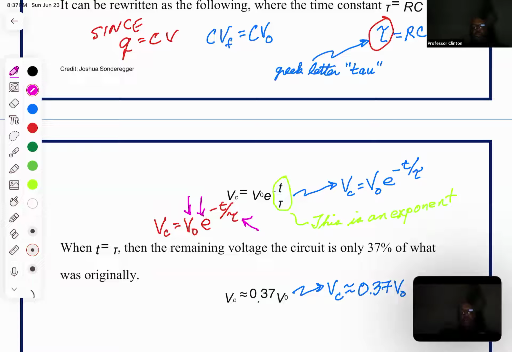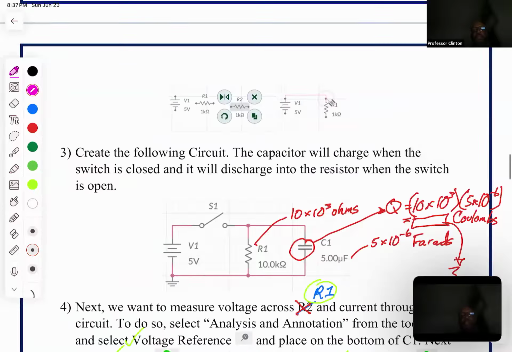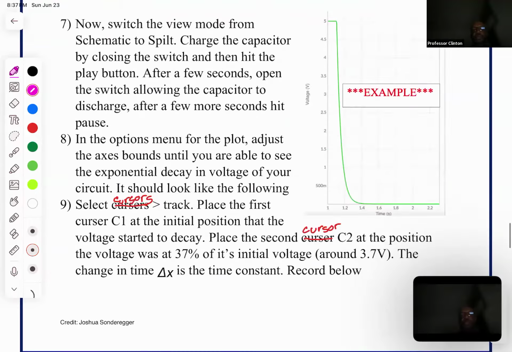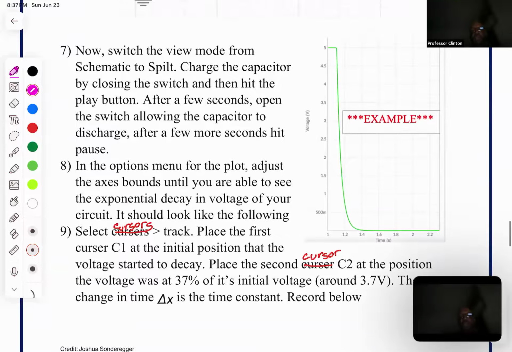You should be able to graph this on your graphing calculator, or if you know what an exponential looks like, you can. This V naught is going to be that initial voltage, the voltage that you start off with, and it's going to discharge so that you get a graph that looks similar to this. So we start off with a maximum voltage of 5, and then it discharges.